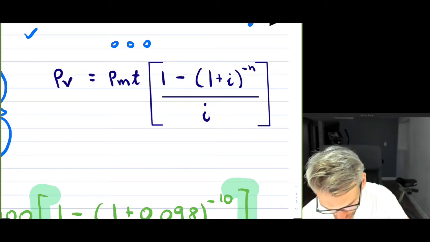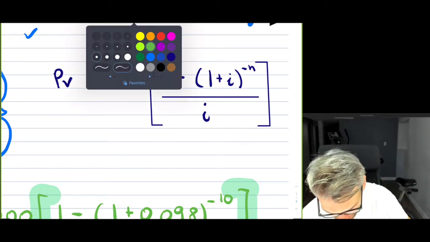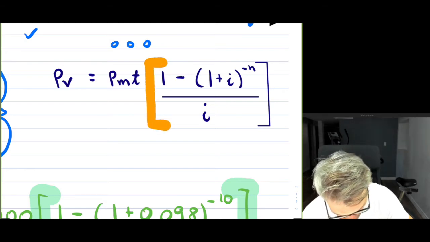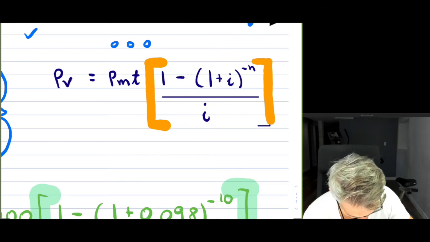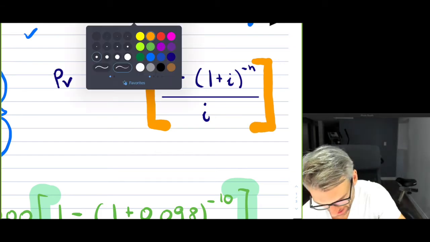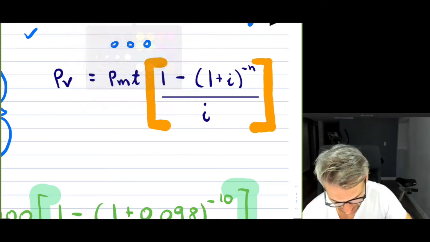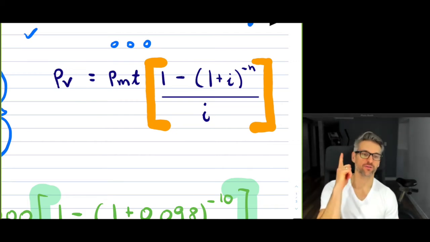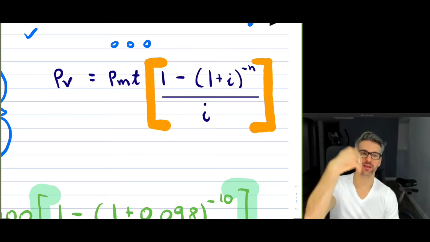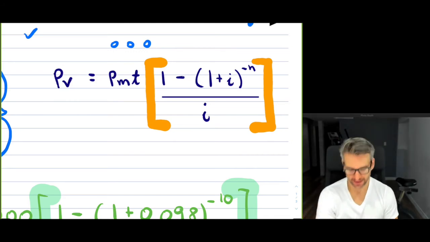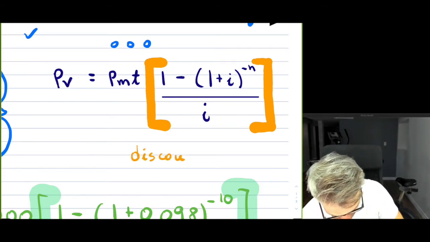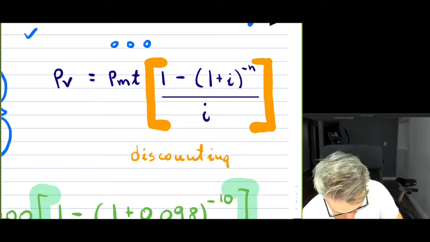So this term right here, let me highlight it. This particular term that you saw there has a name that we can associate with it, and it's called the discounting factor. The discounting factor of $1. So how does $1 get discounted when you're bringing it back? That's something that you should kind of know. So this is called the discounting factor.